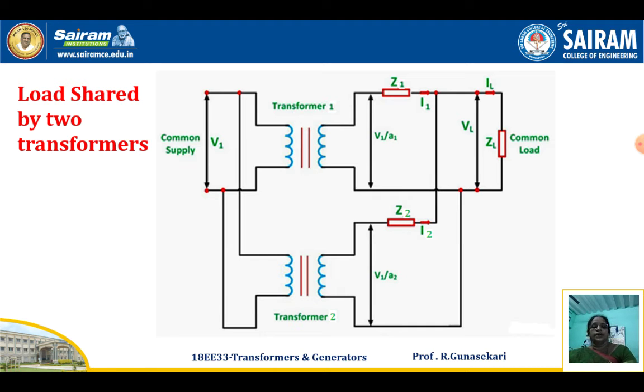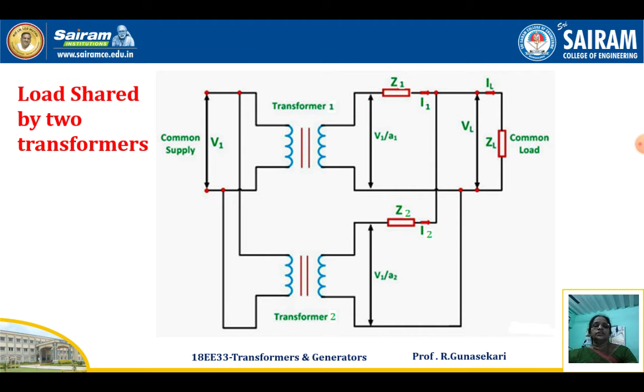The load current IL, otherwise the total current, is equal to I1 plus I2. And VL is the load voltage, otherwise the voltage across the load. ZL is the common load of both transformer 1 and 2. Okay. So the supply is common, the load is common.